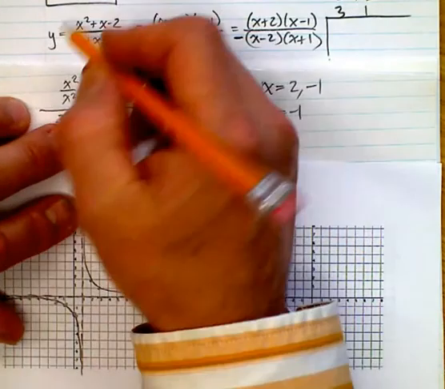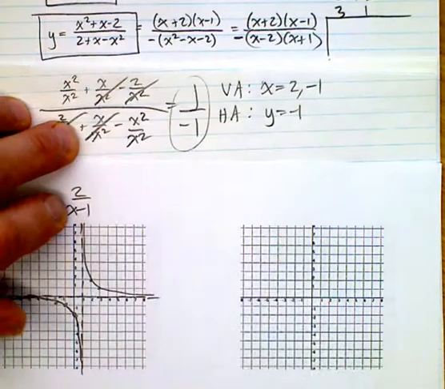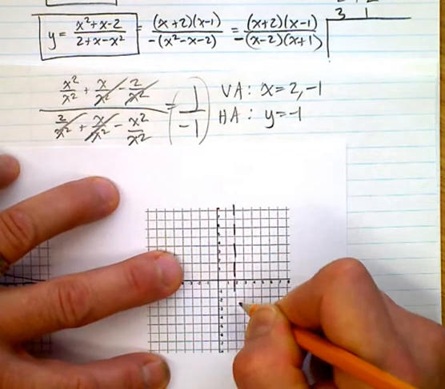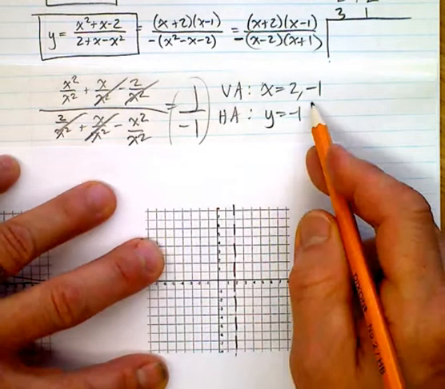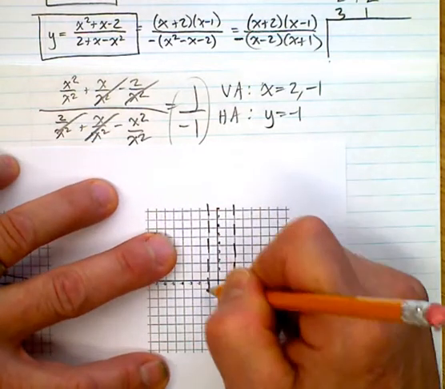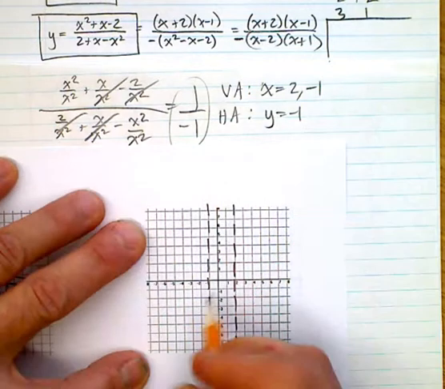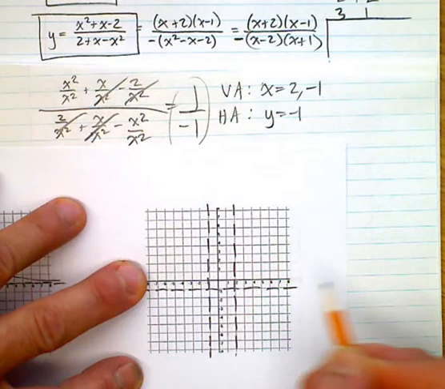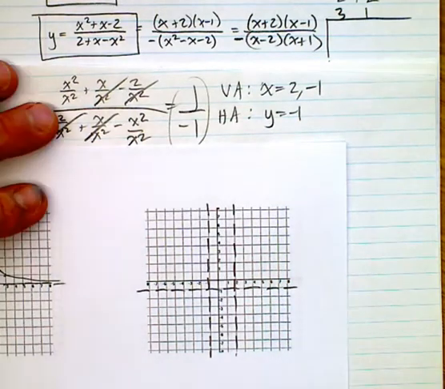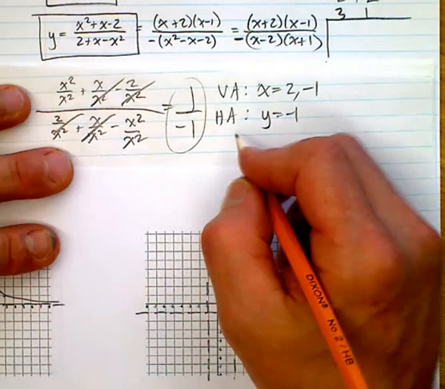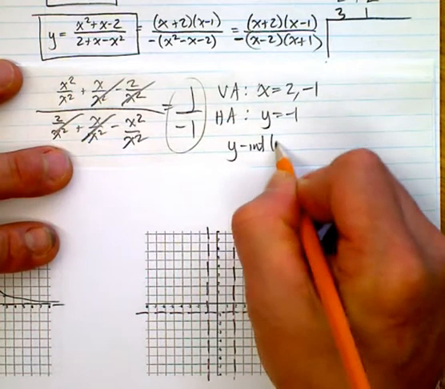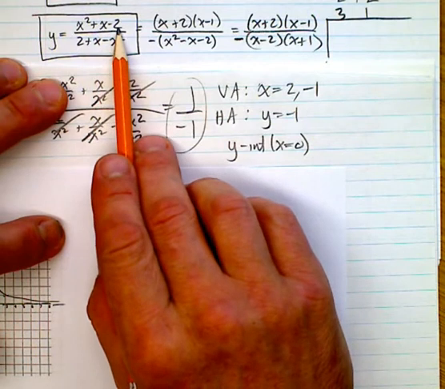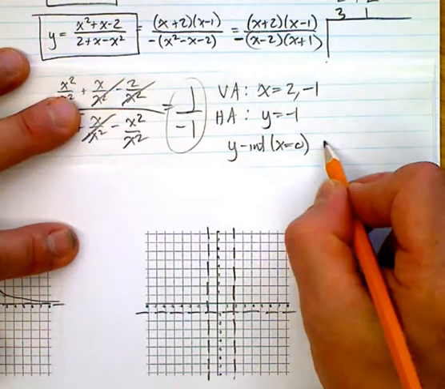So we're looking at this one now. I have a vertical asymptote at 2, a vertical asymptote at negative 1, and a horizontal asymptote at y equals negative 1. You've got a pretty good idea of what's going on already, or at least you've got the asymptotes. So let's look for the y-intercept. That's where x is 0, so that's going to be minus 2 over 2, which is negative 1.